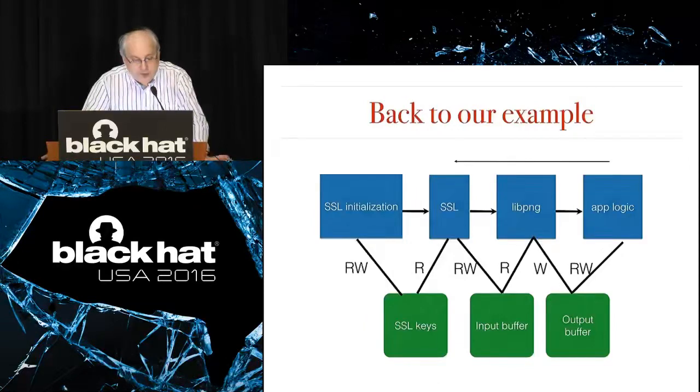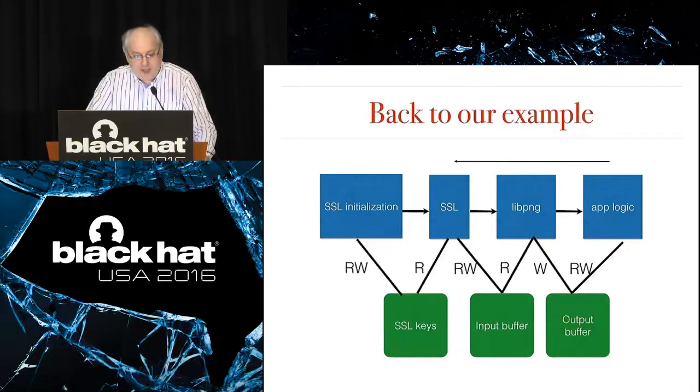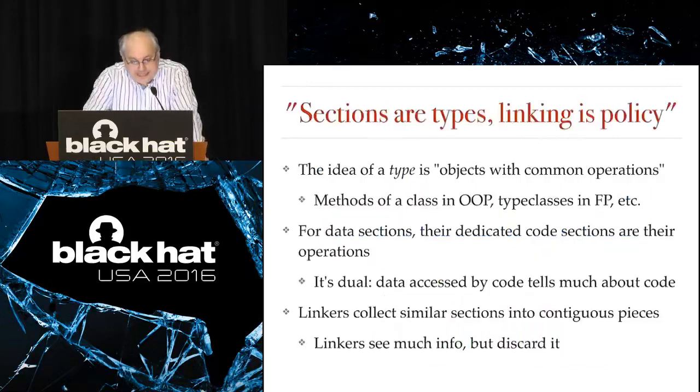And so you can imagine a policy like this, where you specify code units and the appropriate data units and their relationships. And if any other arrow ever happens in this graph, you know that you've been pwned and you have to kill the process. So sections are types and linking is policy.